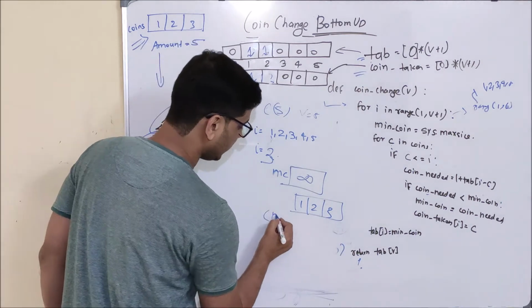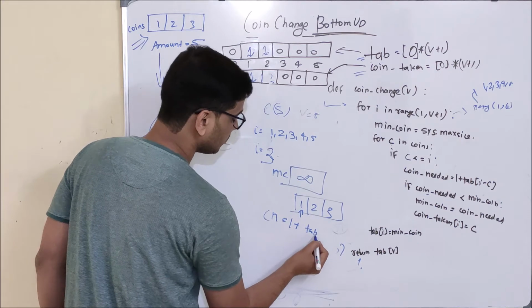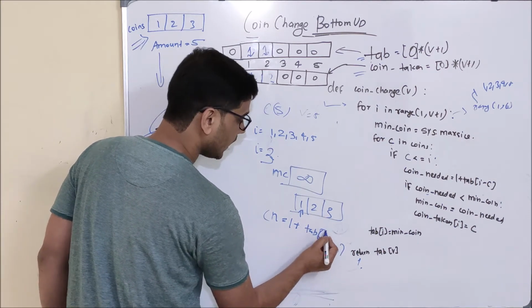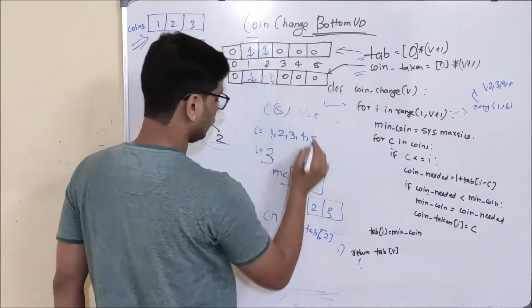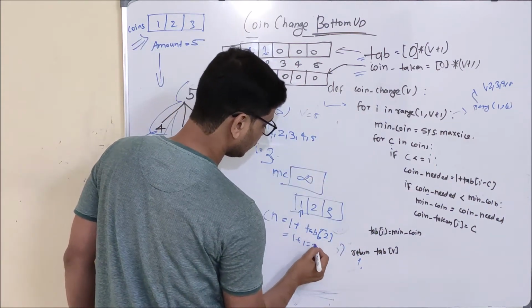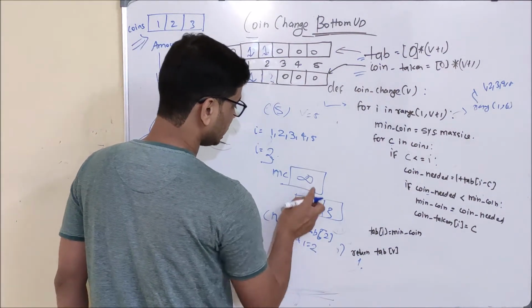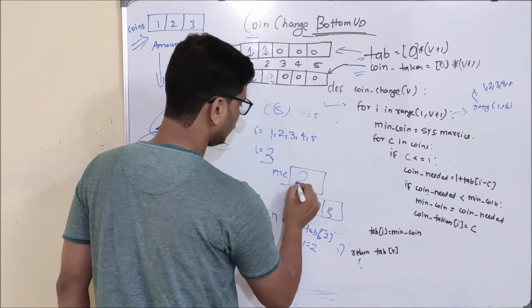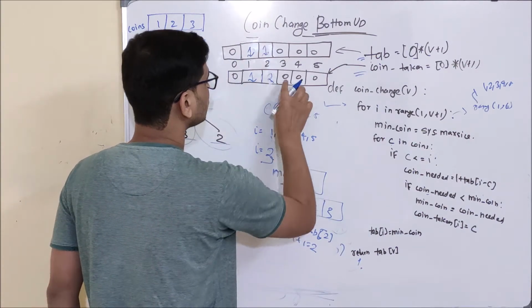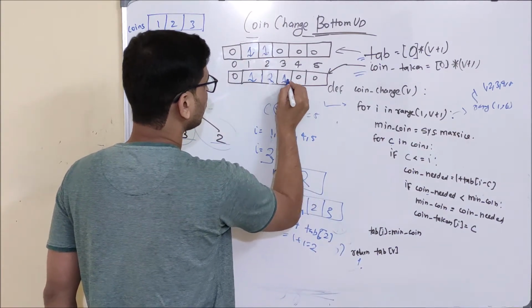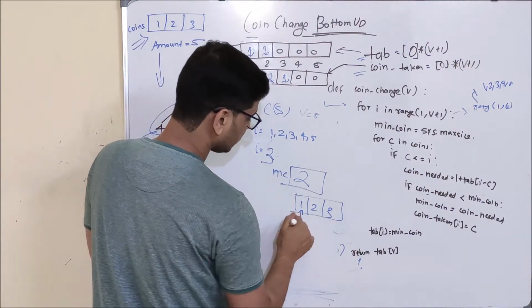So coin needed when I am taking 1 rupee coin will be equal to 1 plus tab of i minus c. i is 3 and c is 1. So basically it will be equal to tab of 2, and tab of 2 is equal to 1. So 1 plus 1 equal to 2, and it is smaller than min coin. So I will update 2 here and in coin taken of i I will update c. Okay. Now again I will take 2 rupees coin.